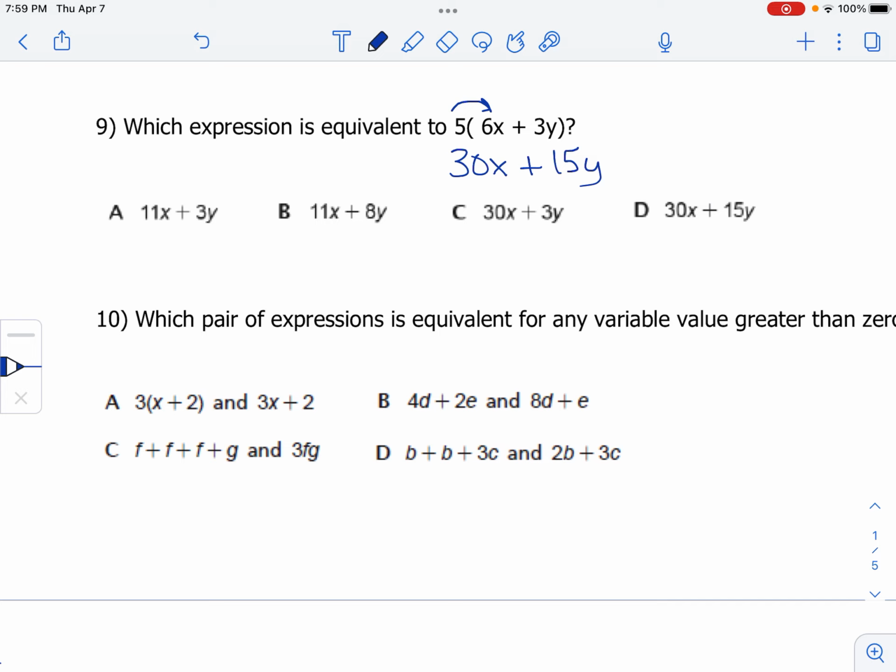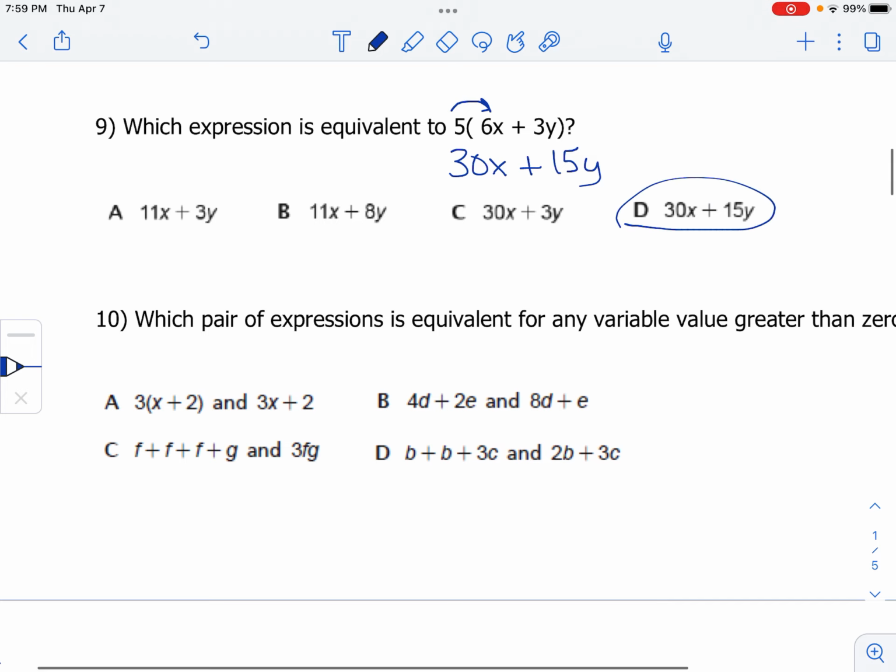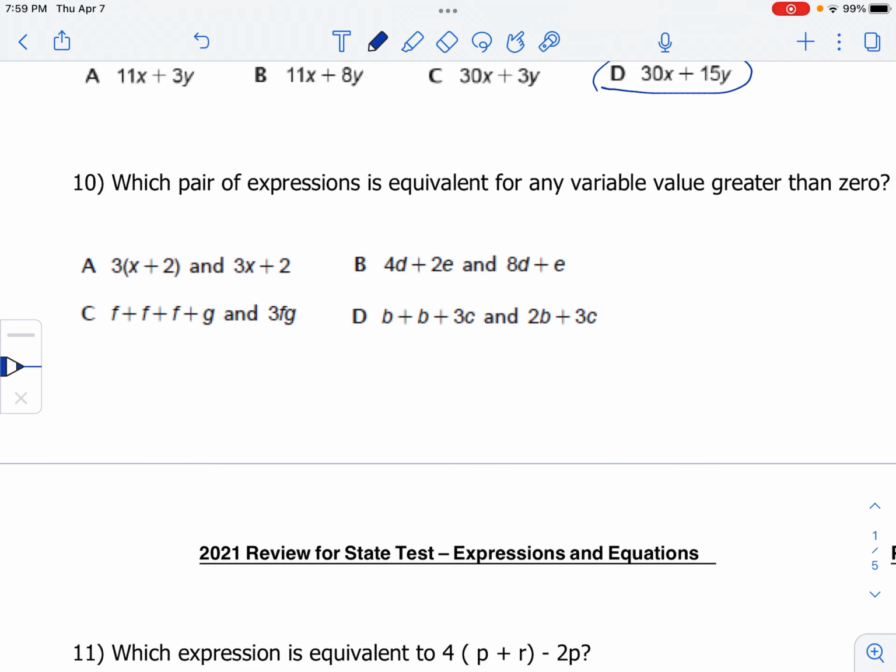All right, so that is option D. That's the same. All right, number 10, which pair of expressions is equivalent for any variable value greater than 0. They're saying pick 1, pick 2, pick 3 to represent our variables. We want to know which ones are equivalent. We're actually going to use our number properties and combining like terms to see if they're equivalent.